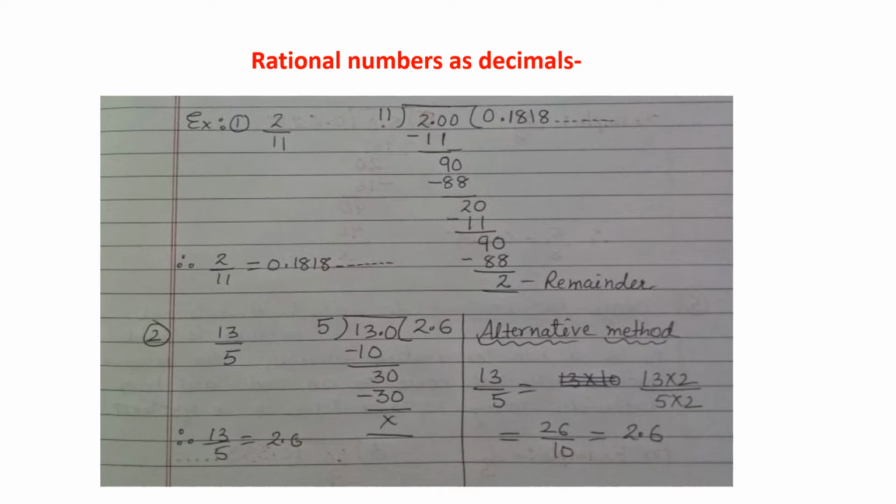Let's take the same example, 13 upon 5. We will change its denominator either into 10 or 100 or 1000 or 10,000 and so on. So if you multiply its denominator by 2, you can convert the denominator into 10. So we will multiply by 2 in both numerator as well as in denominator. So it will be equal to 13 into 2 upon 5 into 2, which is equal to 26 by 10. As you can see, 10 is the denominator, so we will put the decimal in the numerator by leaving one digit from the right. So the answer would be 2.6.